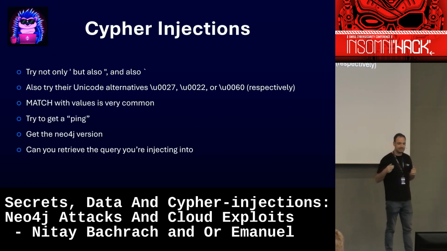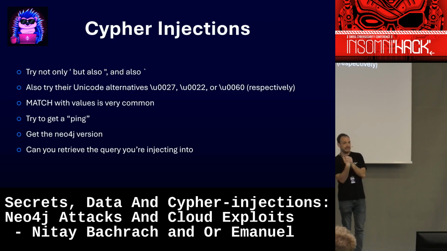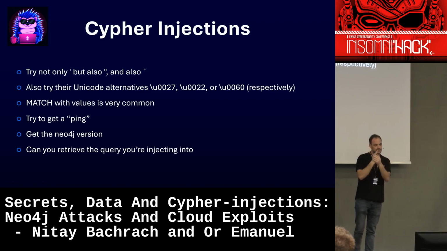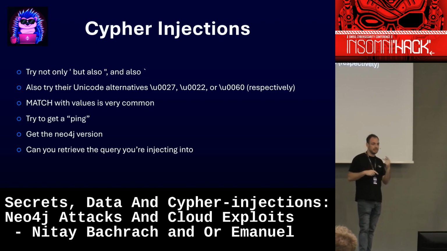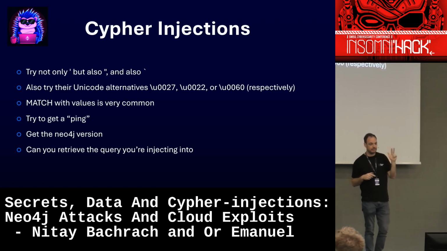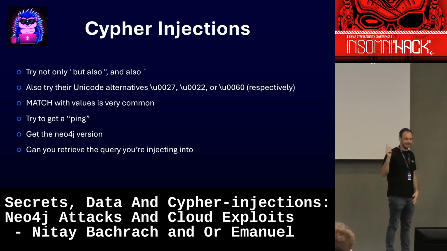So now, before that, let's summarize. As attackers, if you believe there is Neo4j, try a single quote like you would in Cypher injections, but also a double quote and also a backtick. And also try the Unicode alternatives, which is immensely powerful.